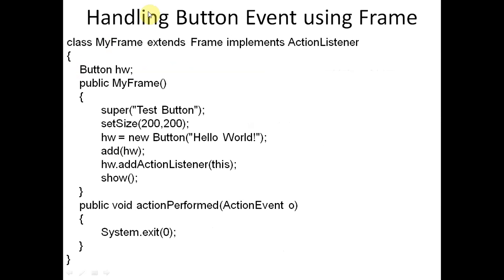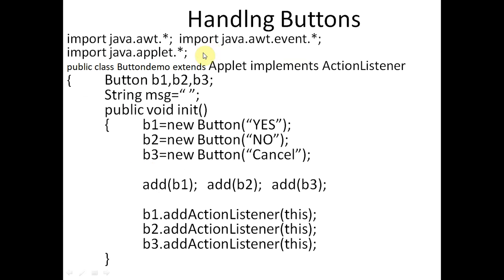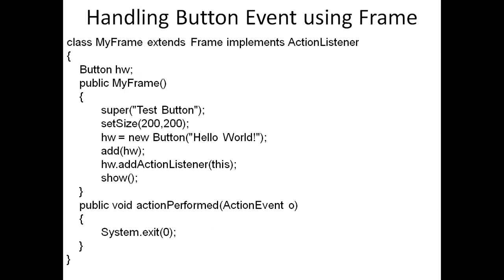In this program we have one frame, suppose the class name is MyFrame, and it extends Frame and implements ActionListener. So rather than extending from Applet, we are extending from Frame. In the previous one we were extending from the applet, but in this program we are extending from the frame and implementing the ActionListener. This is the same, meaning the implementation is not changed, only this is changed. In place of the applet we are writing Frame here.